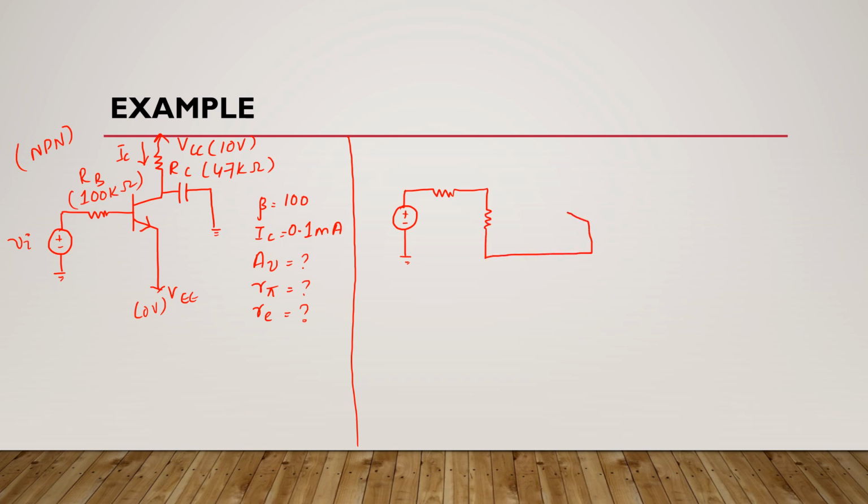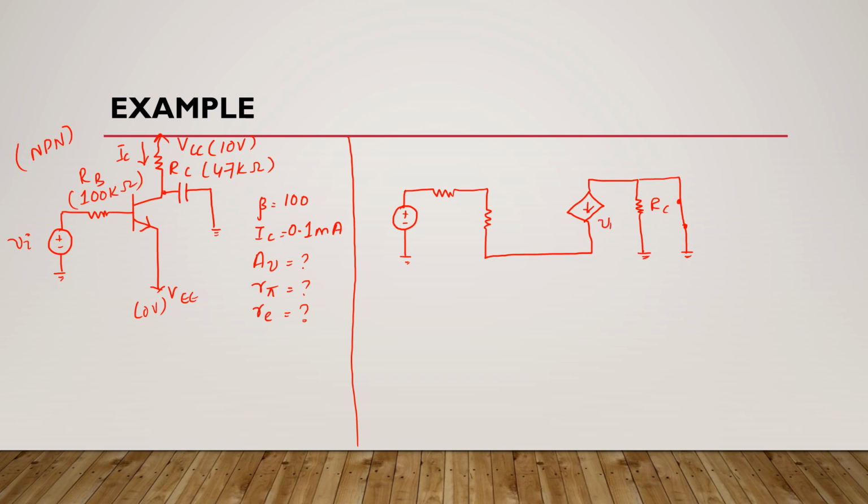Here we have a current source, and as you can see, this capacitor is added and drawn in parallel here. We know that for AC analysis this capacitor is short circuited. This is RC, this is an NPN configuration, so the arrow will be downward.